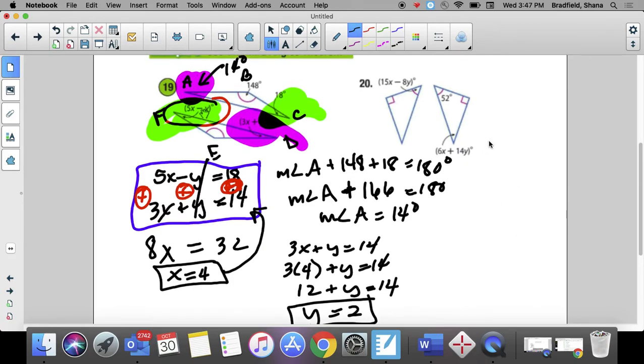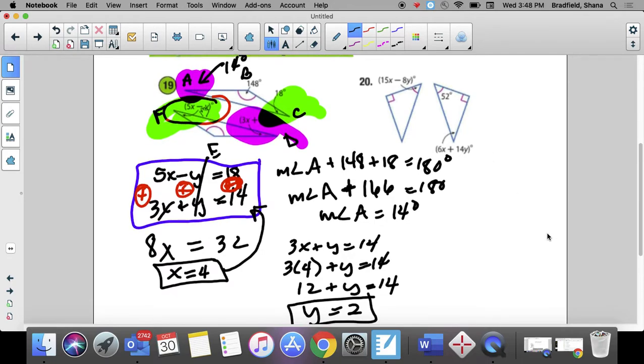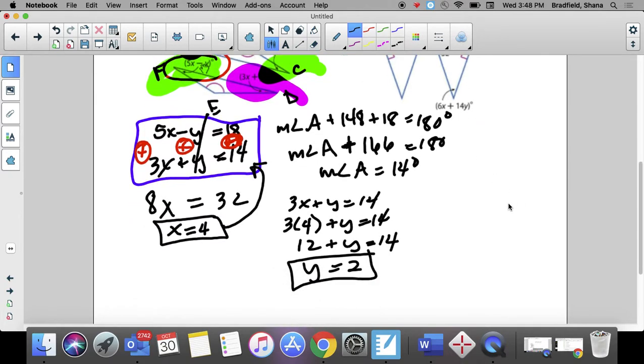I'm not going to do 20, but it's the same concept there. You may have to find a missing angle. You will have to find some extra parts. We know that these two are congruent, so they would equal 52. This is 52 and 90, so we should be able to figure out what this would have to equal so that our triangle would add up to 180, and then you would have a system of equations to solve.